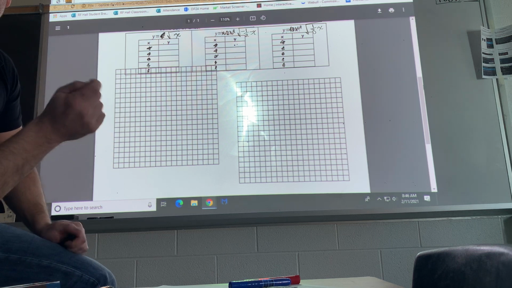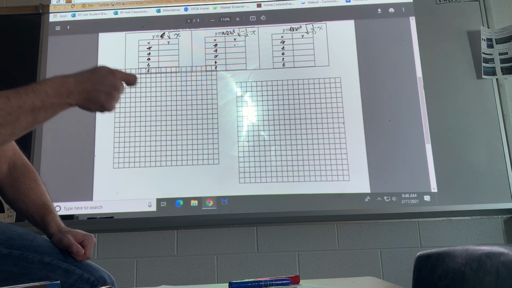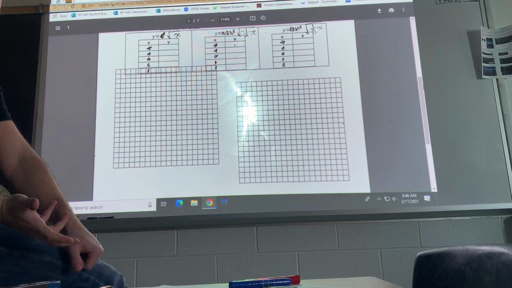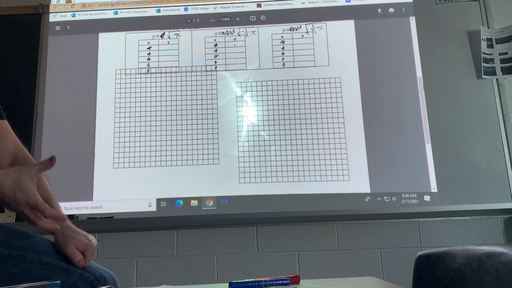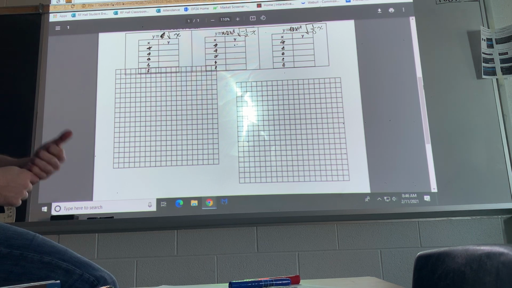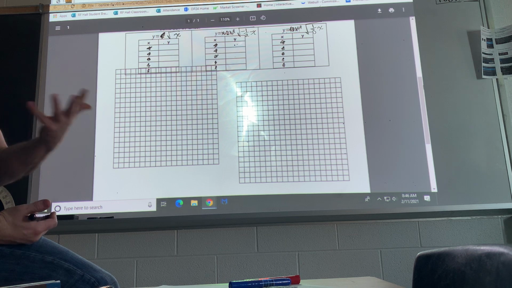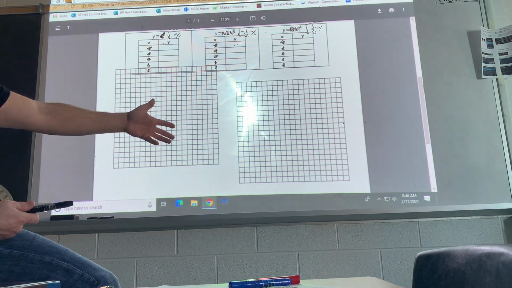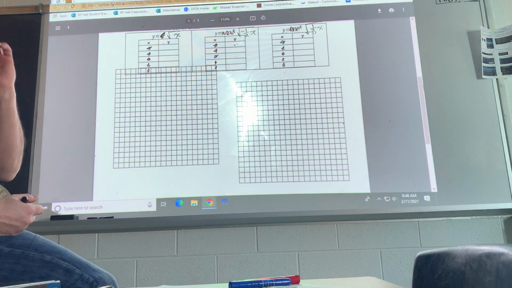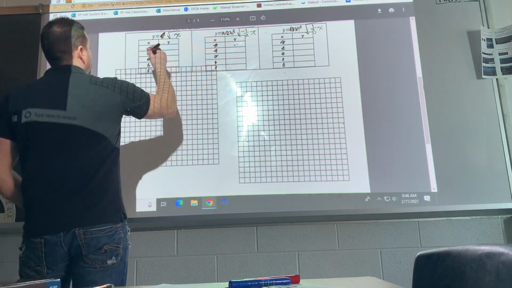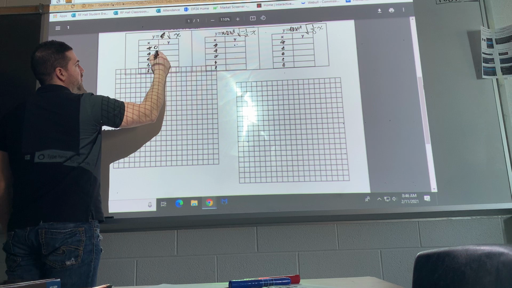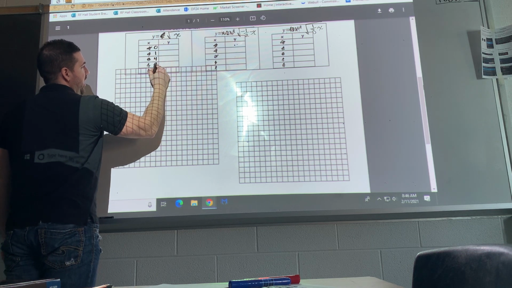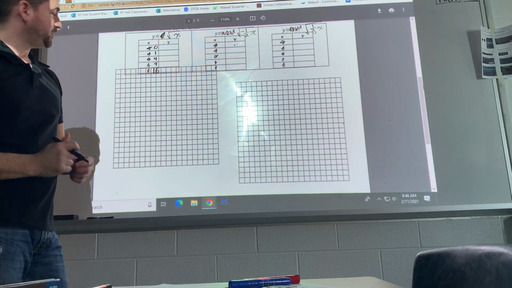So 0, but use 0 and 1. 0, 1, 4, 9, 16. So use numbers that you can easily square root. Okay, if you don't want to, it's fine. It just makes it easier if you pick numbers that have nice whole numbers as opposed to graphing decimals. Okay, so I'm going to use 0, 1, 4, 9, and 16.